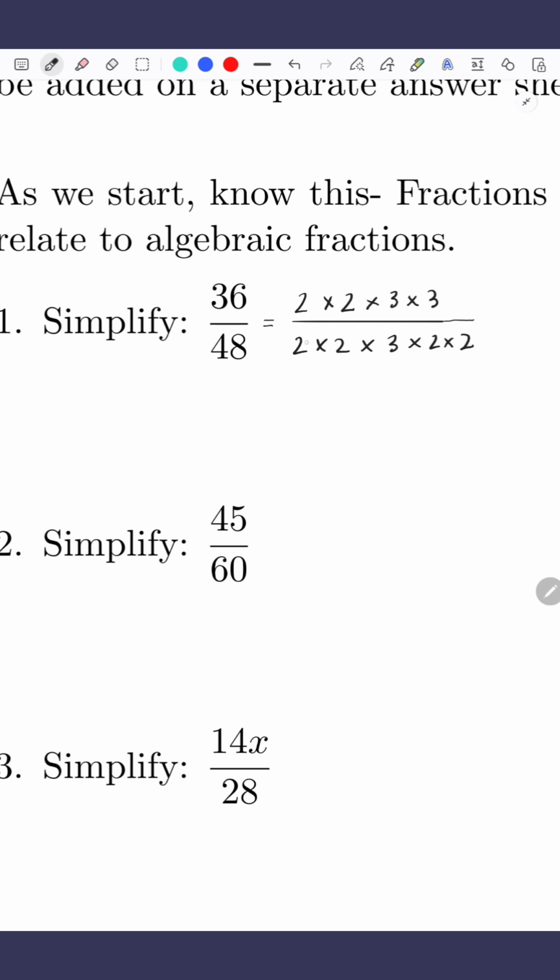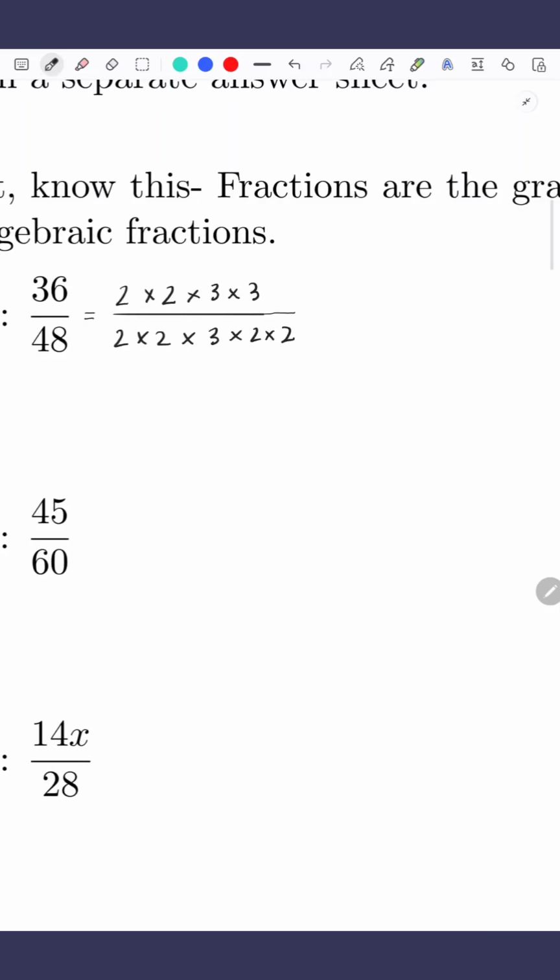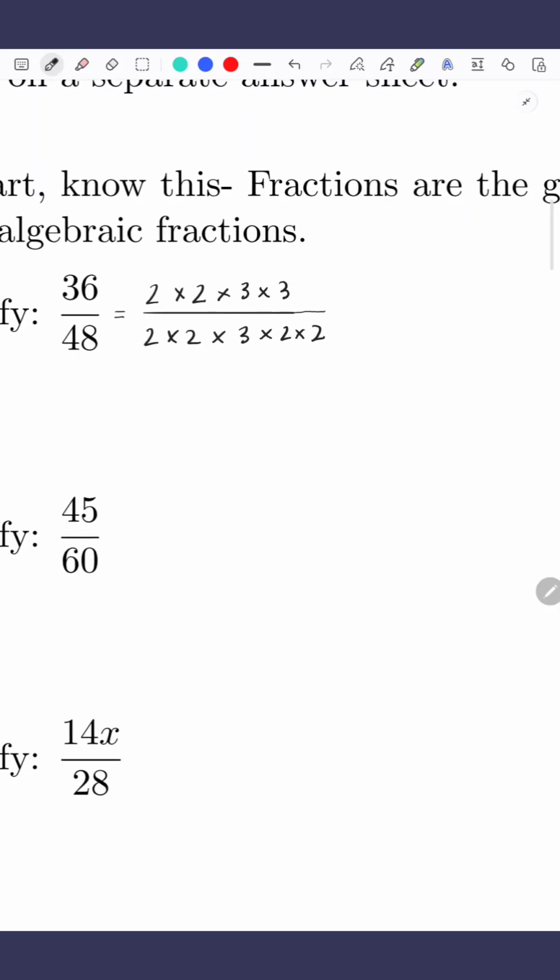Okay, so just double check that all of that works. 16 times 3, yes. Now we have a fraction, and according to some of the work that we're going to do with fractions, it's actually really important to know that we can write this in a different way again.